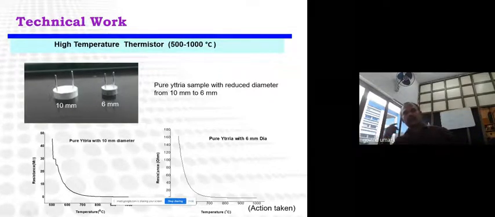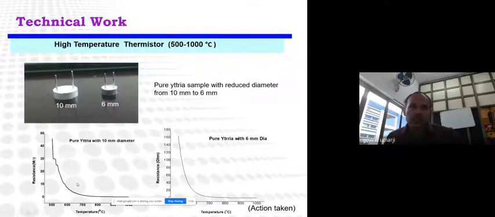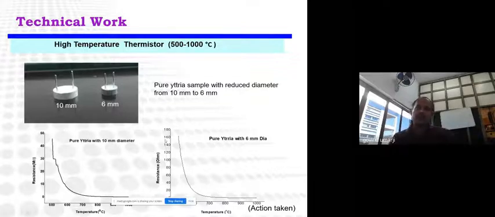Then one more aspect we thought about: 10 mm is large, so if you want to stick this pellet to a blade of a turbine, how would you use it? So we have to reduce the dimension. We reduced the dimension from 10 mm to 6 mm, and similar behavior is observed. Of course, the resistance changed: in one case we start from around 45 mega ohm, and in this case we start with 160 mega ohm.